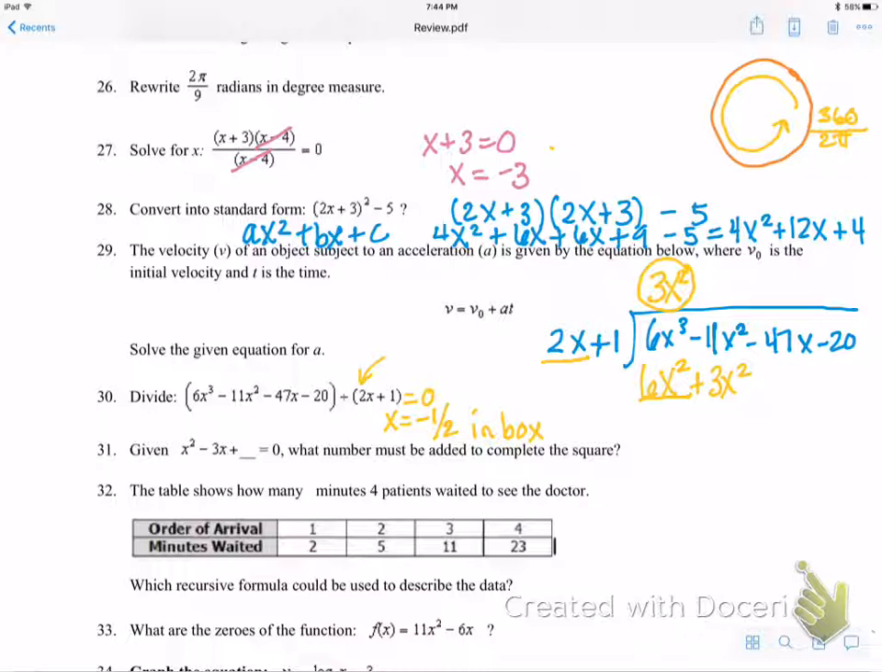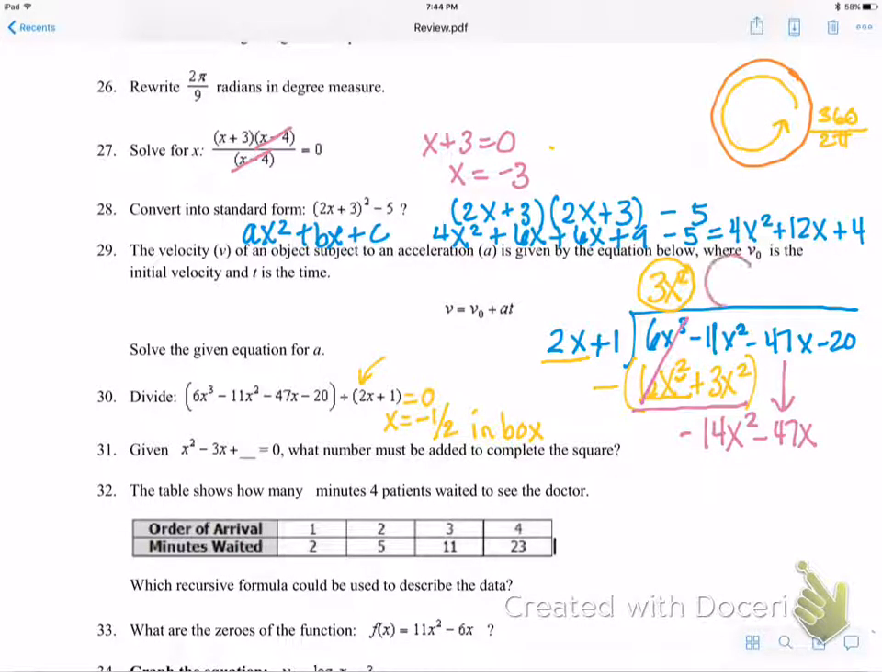Next I have to subtract everything. And when I say everything, that means the 6x squared, or sorry, that should be a cubed. The 6x cubed and the 3x squared. 6x cubed in blue minus the 6x cubed in yellow gives me 0. And negative 11x squared minus 3x squared is negative 14x squared. A lot of people subtract those wrong and make mistakes.